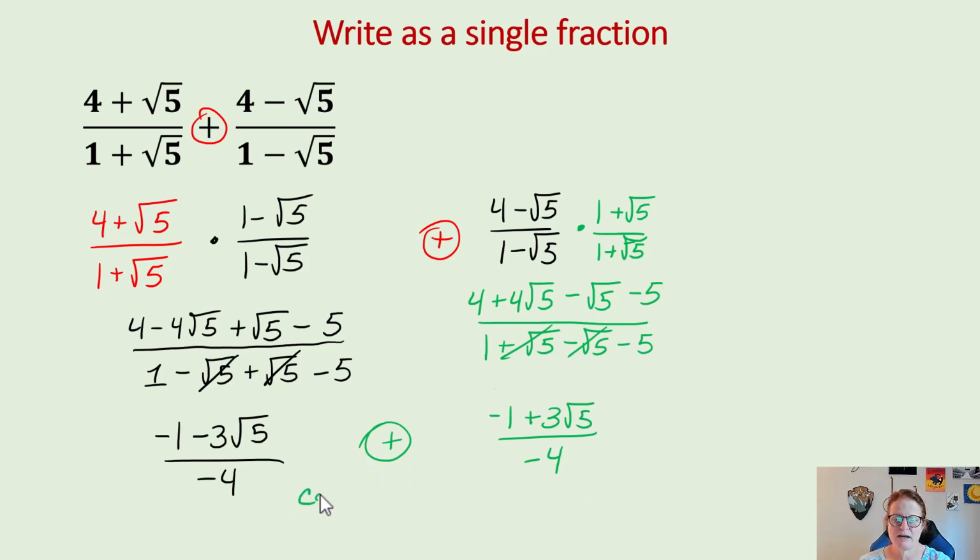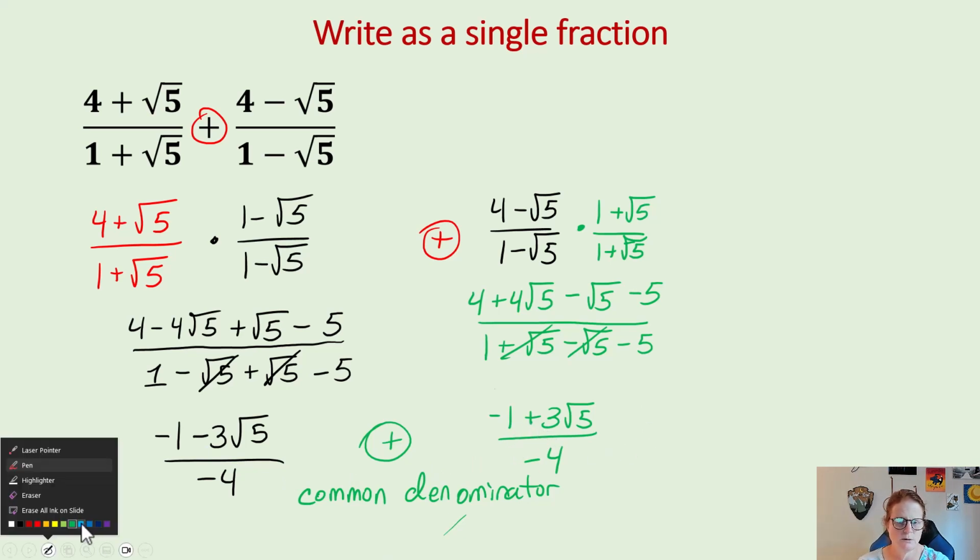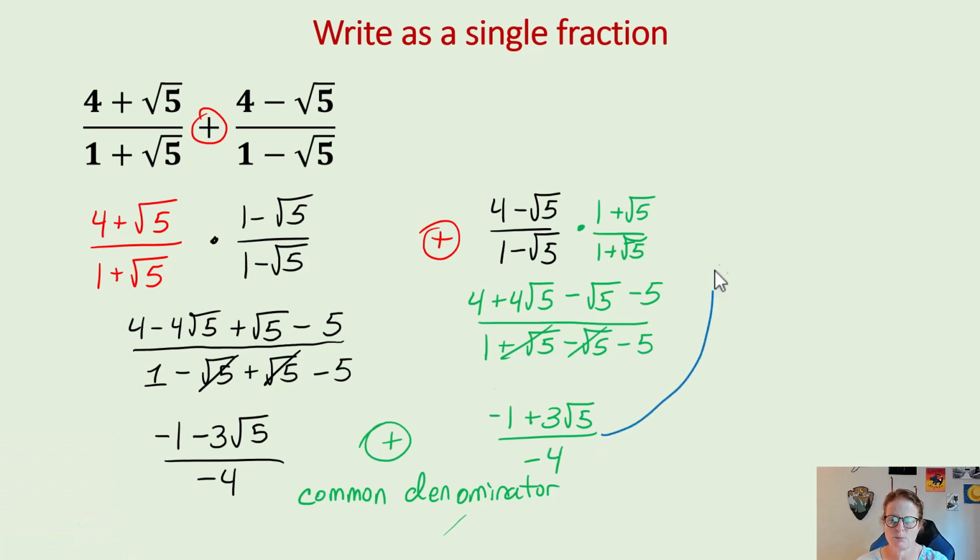Okay? One thing I want you to notice. You have a common denominator with that negative 4. Common denominator. Apparently I can't spell today. Okay, so we have a common denominator. That means I can combine these two statements. So we'll do this in blue. We've got to finish up the problem. We're going to bring it up here.